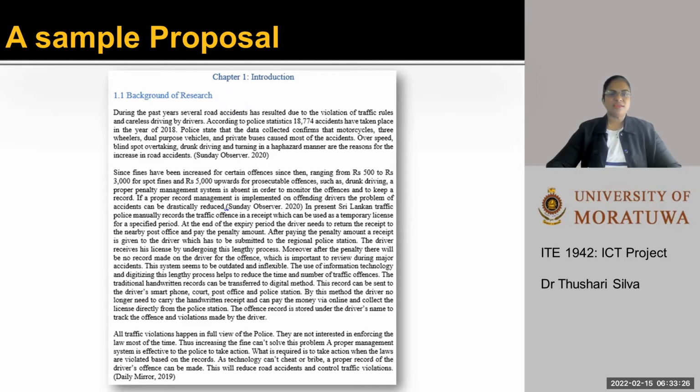So I say that there are 18,774 accidents that have taken place in the year 2018. So I may quote some paper articles like Sunday Observer here, 2020, or some other relevant articles, right? Just to support my argument. So there are a lot of road accidents and the drivers are not driving carefully, so they are not following rules.